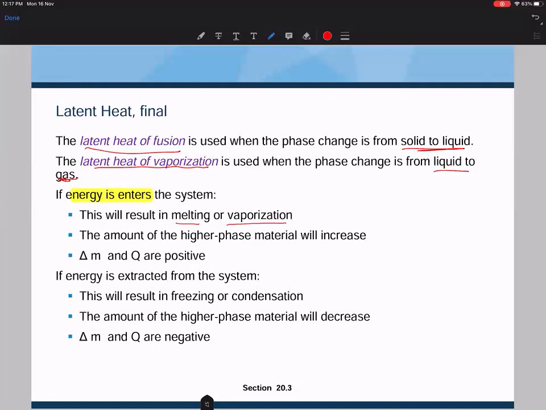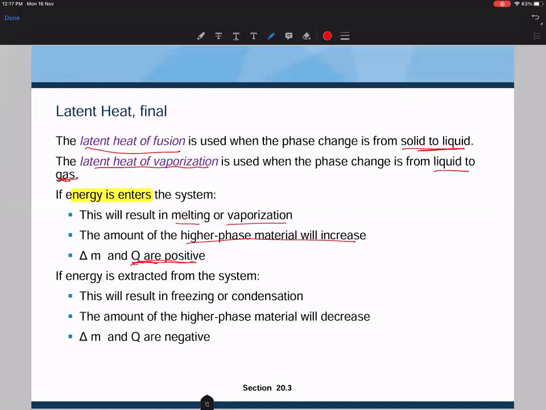And so the amount of higher phase material would increase. Q should be positive. I don't know why delta M is referred to as negative here, but let's put it this way: the Q that refers to the system should be positive. It must gain energy in order to become a higher phase material.